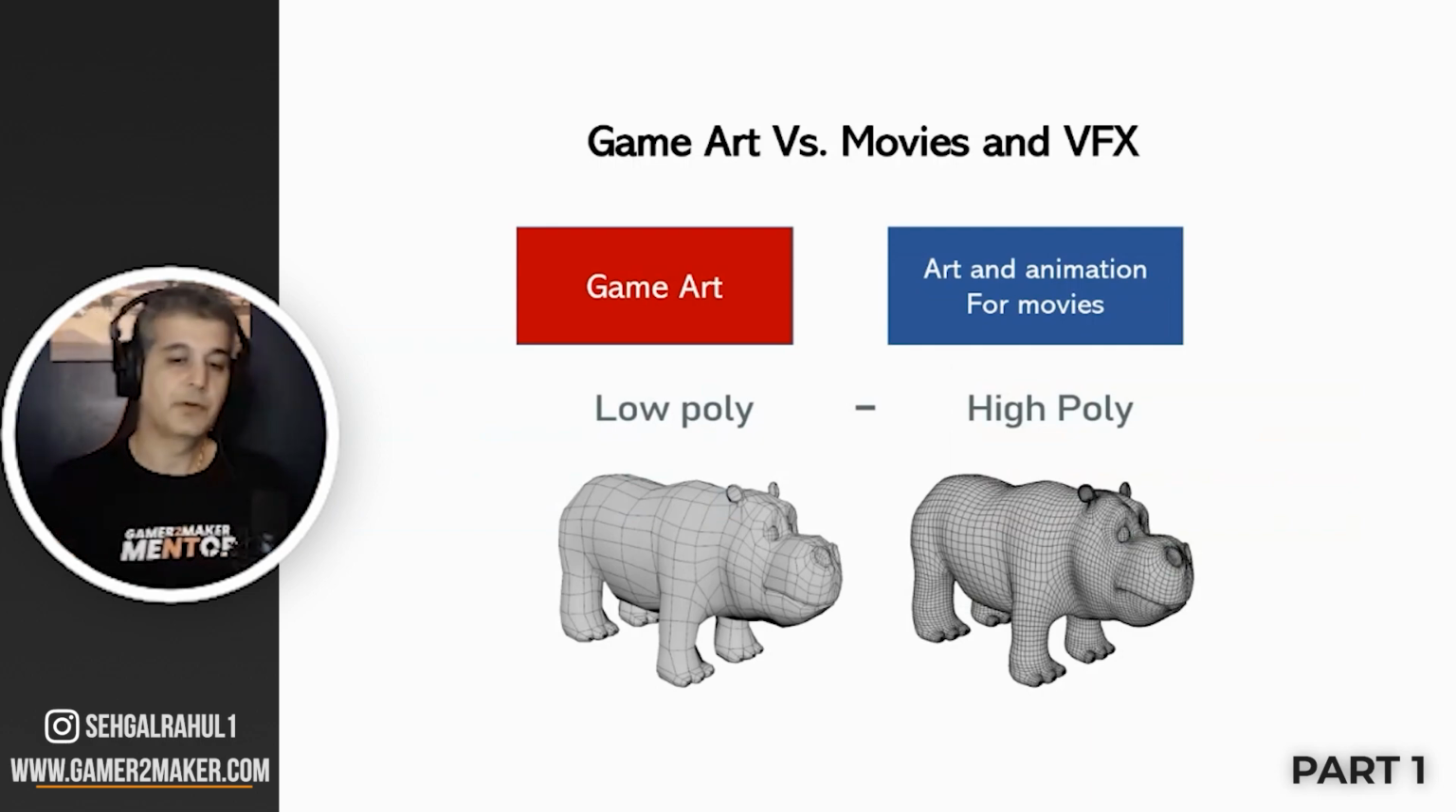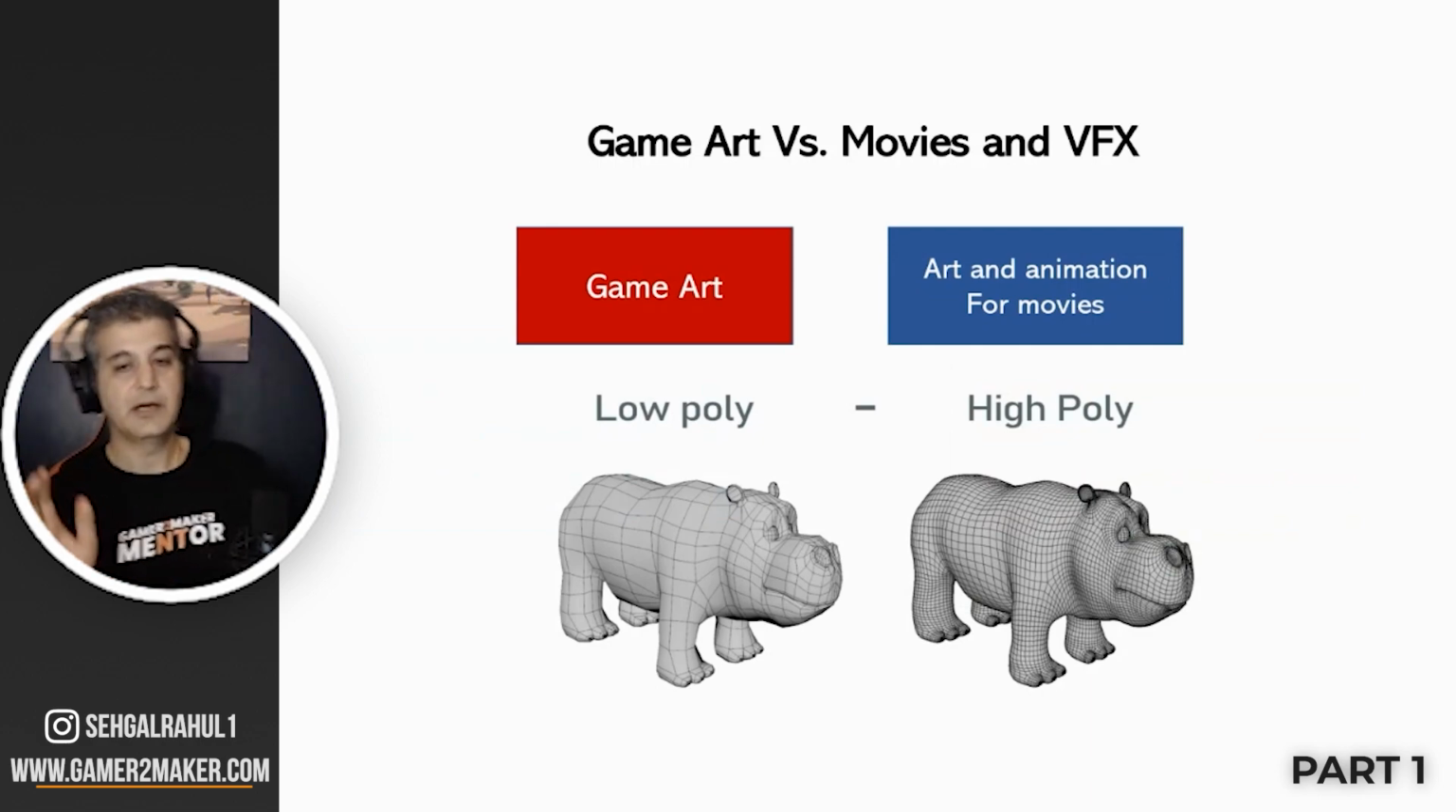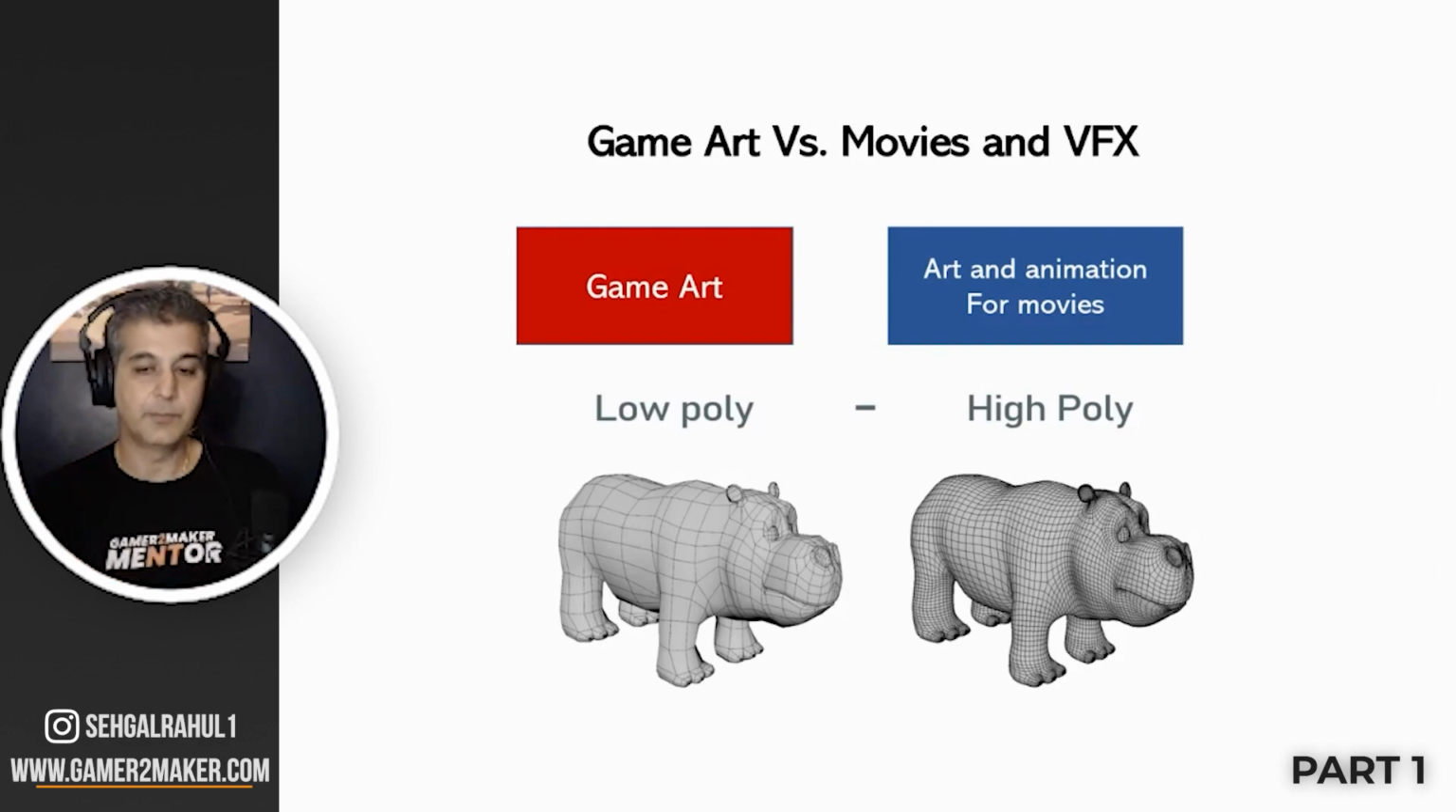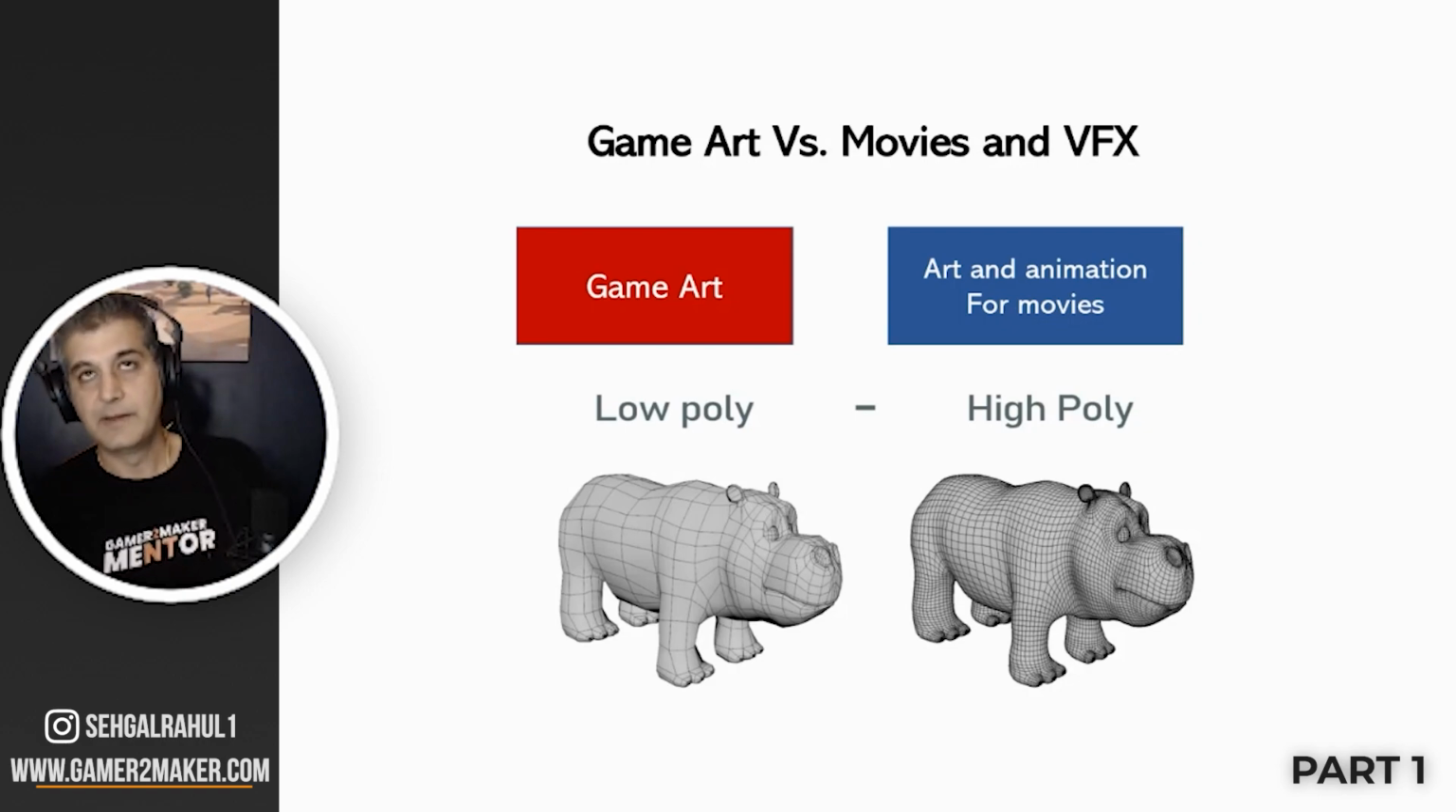Now, remember that when you make art and animations for movies, you don't really care about the poly count. So what you are seeing here are polygons. These polygons are really important, because when you're rendering a scene for a movie, you can take 3 days to render that scene. It's absolutely no problem. You can take 4 days to render that scene.